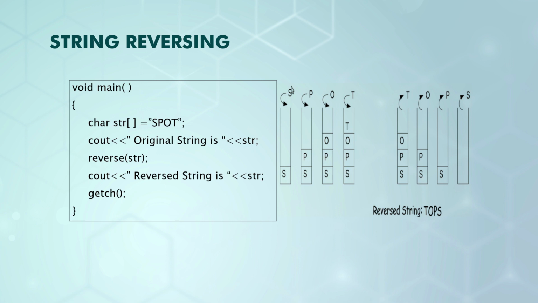Now, the second part, for reversing the string, we will be using that same stack, popping the top element from the stack and assigning it to the string. T will be popped out and will be assigned to the string, then O will be popped out and will be assigned to the string, P will be popped out and will be assigned to the string, and finally, S will be popped out and will be assigned to the string. So, the process will be continued until the stack is empty. That means, the reverse string is TOPS.